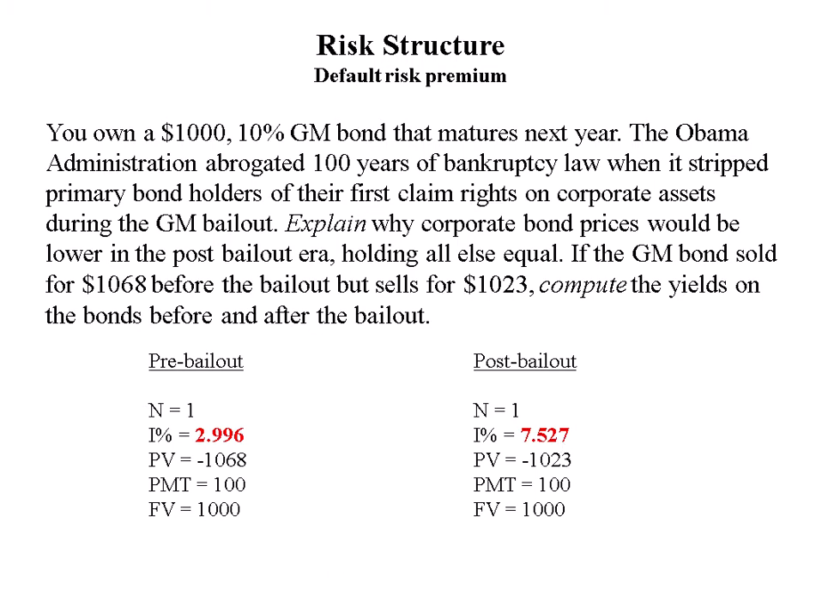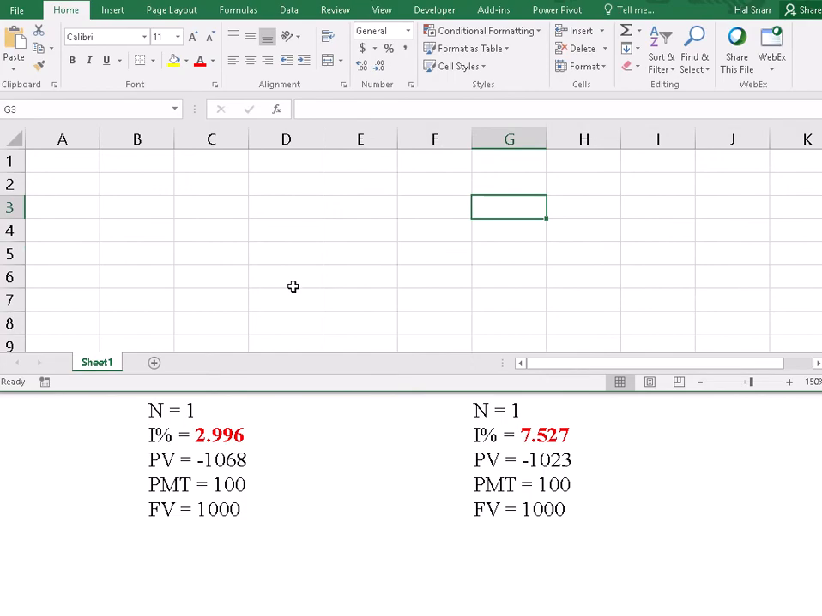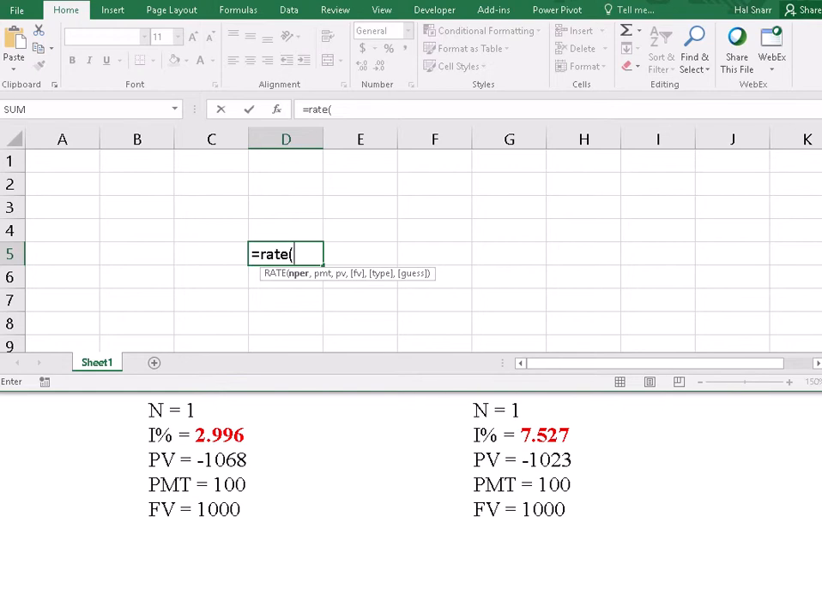Let me show you how you could have done this in Excel. In Excel, you pull up Excel here, and if you type equal RATE, parentheses, the number of periods is 1, the payment is $100, the price is a negative 1068 because you've got to pay that price in order to get the $100 payment or the $1,000 face value. We hit enter here and we get 3%, add some decimal places, and we get 2.996%. So we can get the same thing in the TI-83, or we can get that same value in Excel.